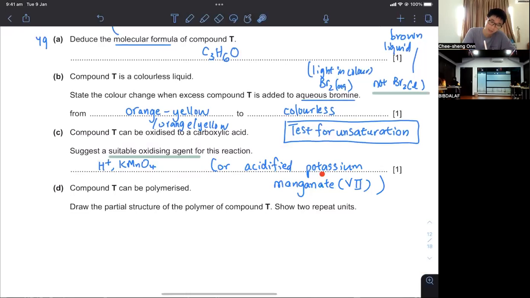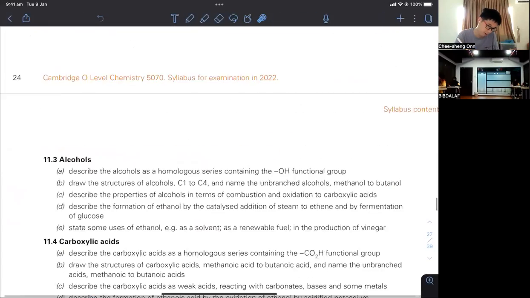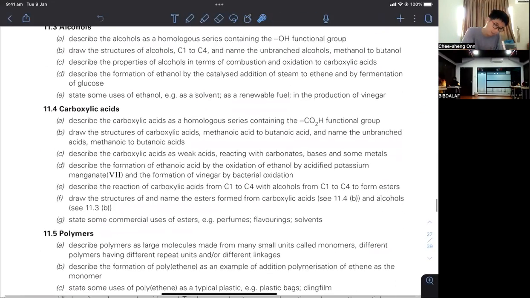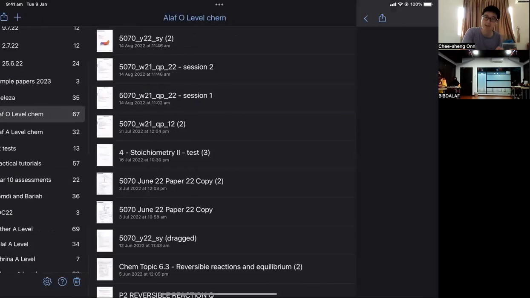So this one is not only in the redox topic, it's also in the carboxylic acid topic, which I will show you. Where is it? Alcohols, the carboxylic acid. There you go. Oxidation of ethanol by acidified potassium manganate 7. You notice the words acidified. You notice the word VII. If you can't give it in words, it's game over. If you can't give it in formula, it's also game over as well.